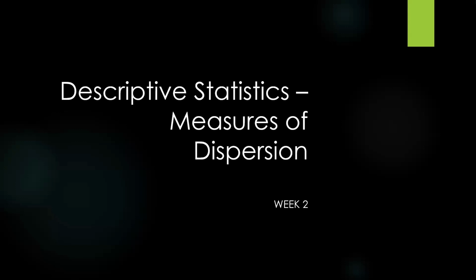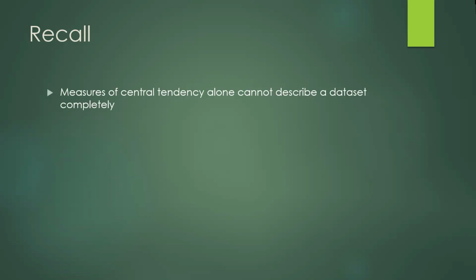In this lesson, we'll learn about the measures of dispersion. In the last lesson, we saw what the measures of central tendency are, and we know that they basically try to find one representative value which can represent the entire data set. That's why they are called measures of central tendency. But we also saw that these measures alone cannot describe a data set completely. Let us recall what that means.